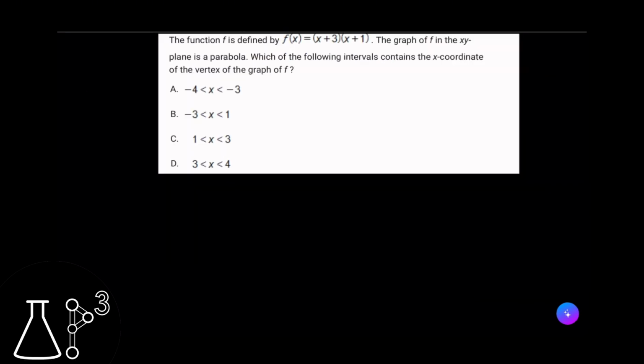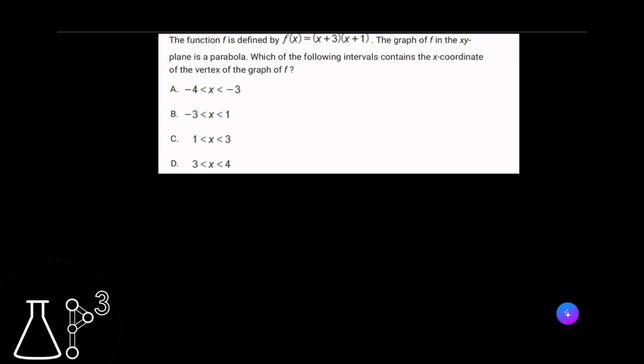Okay, let's do another question. The function f is defined by f of x equals (x + 3)(x + 1). The graph of f in the xy plane is a parabola. Which of the following intervals contains the x coordinate of the vertex of f? So what I want to look for is where my interval of the x coordinates of the vertex is. So what can I do?